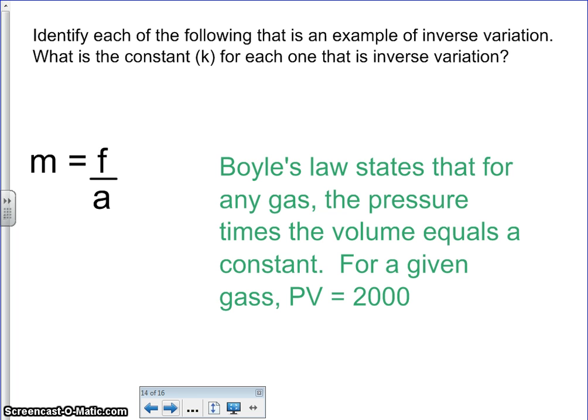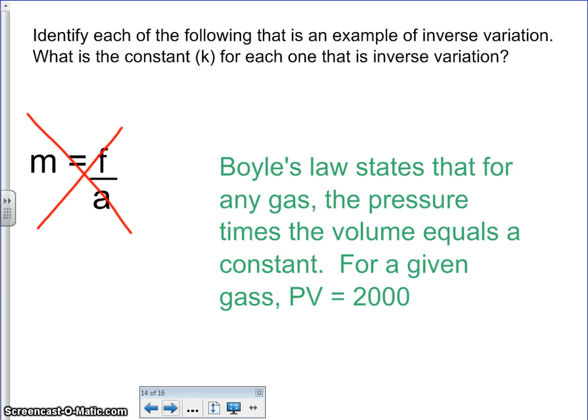All right, identify each of the following that is an example of inverse variation. What is the constant k for each one that is inverse variation? Take a minute, answer these questions. Okay, this one may be a bit confusing. The first example, m equals f over a, could have been an example of inverse variation if force were a constant, but force is not a constant in this problem. We don't have a constant in this problem, so there's no way that this one can be an inverse variation.